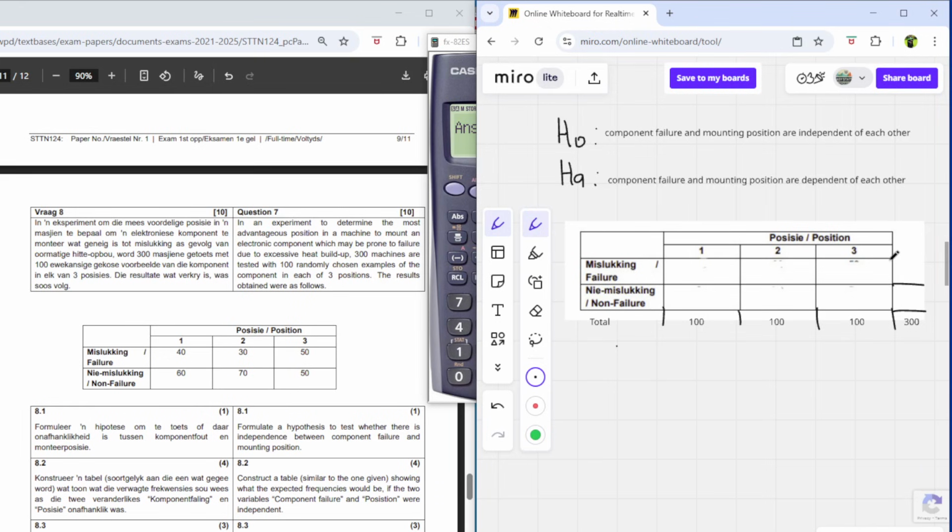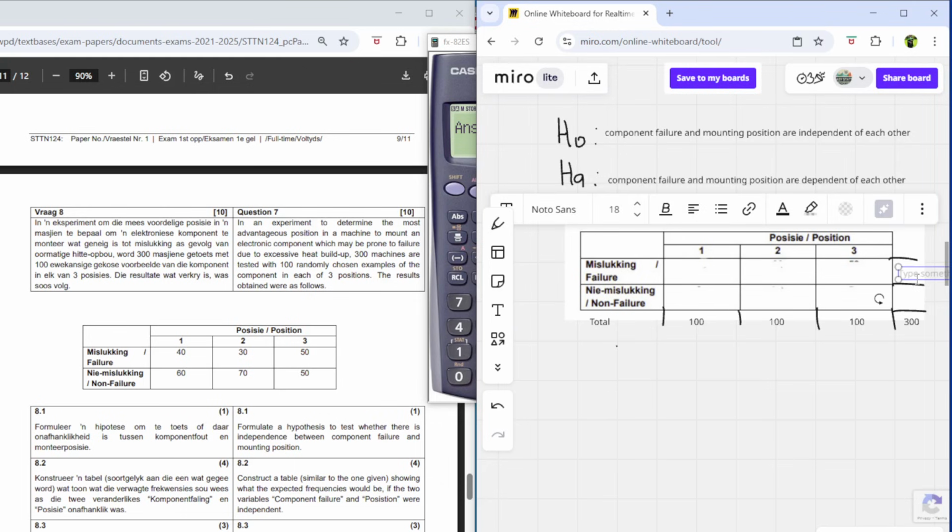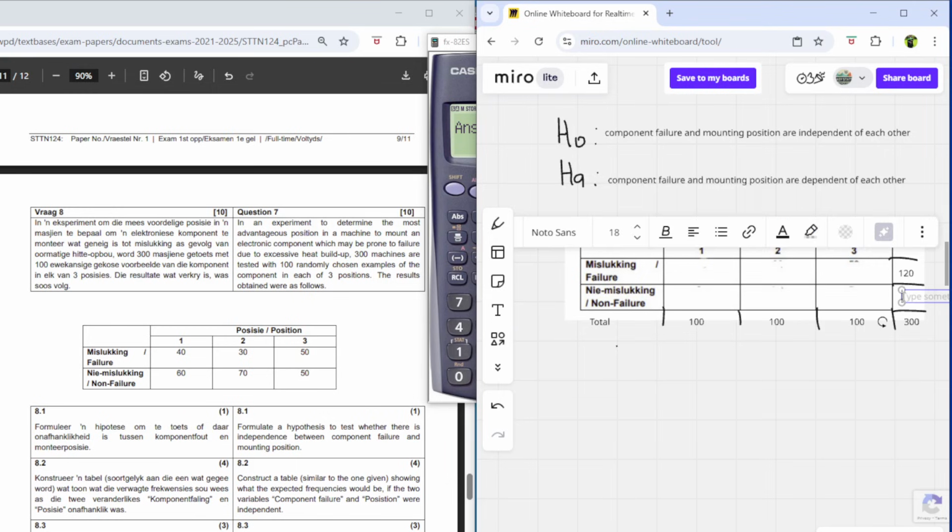So that's what they want you to do. Now this is equal to 50 plus 40 is 90, plus 30 is 120. This is 120. So this one is going to be 120 over here, and this one is going to be 180, obviously. So it's 110 plus 70. Yes, it's 180, and then it's the total here.